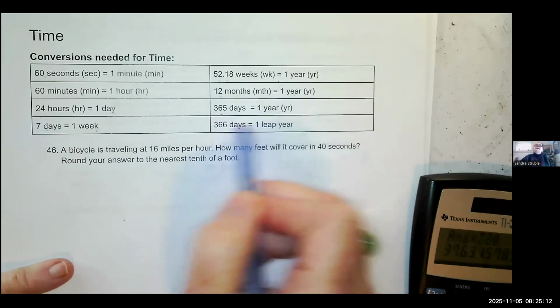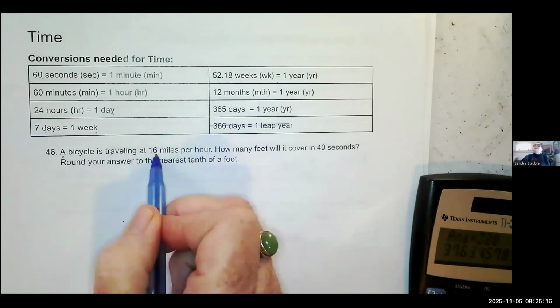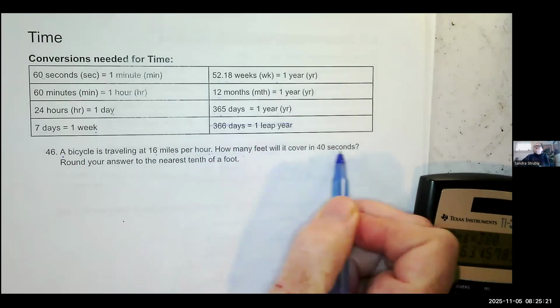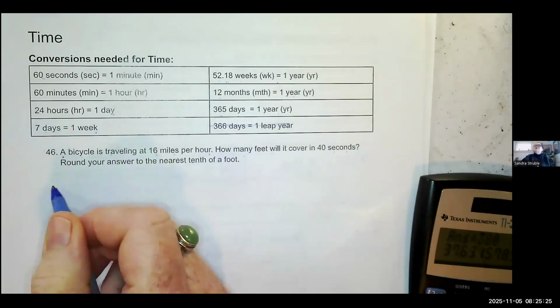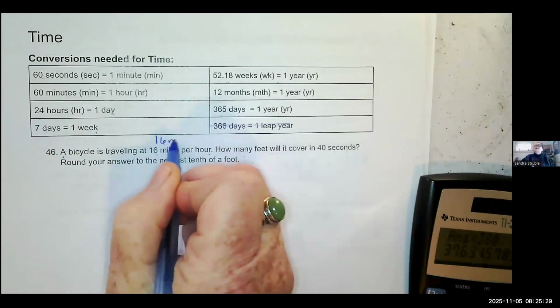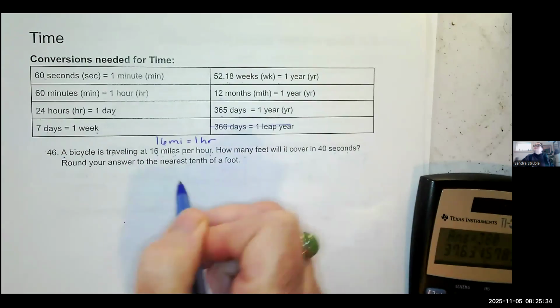A bicyclist traveling at 16 miles per hour, how many feet will it cover in 40 seconds? And we're going to round to the nearest tenth of a foot. So 16 miles per hour is a conversion. 16 miles is equal to 1 hour. All right, that's the conversion they're giving us that it's traveling at. And the question is for 40 seconds.